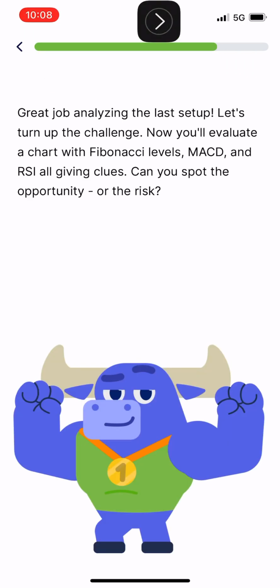Great job analyzing the last setup. Let's turn up the challenge. Now you'll evaluate a chart with Fibonacci levels, MACD, and RSI all giving clues. Can you spot the opportunity, or the risk?